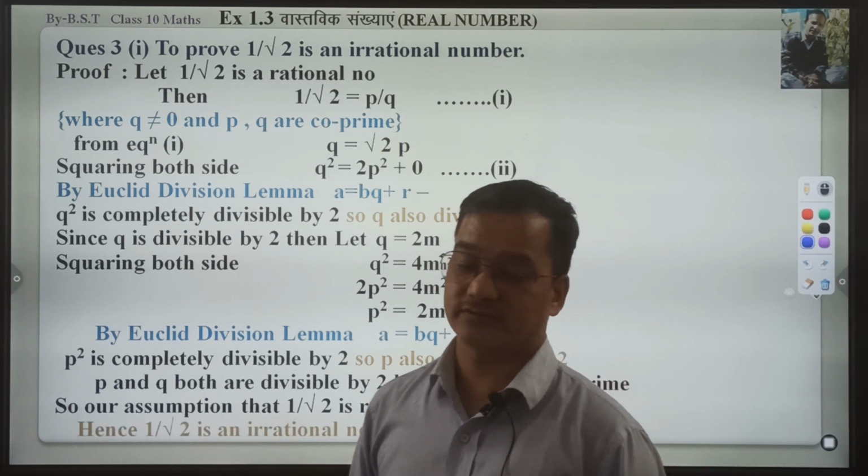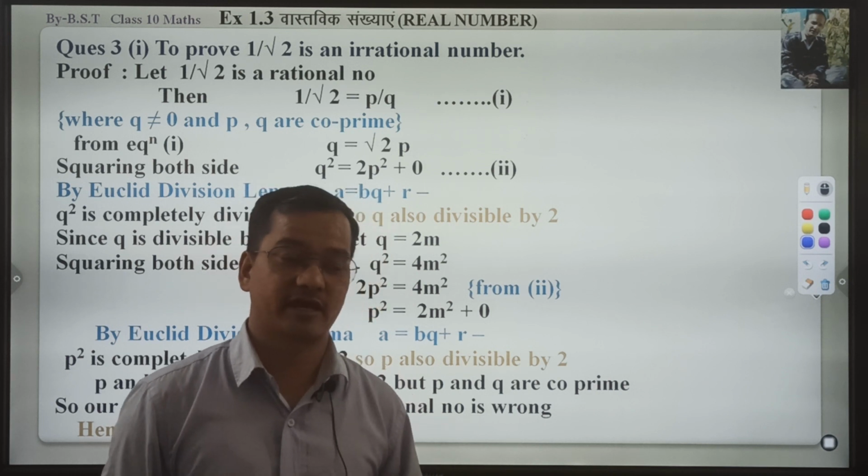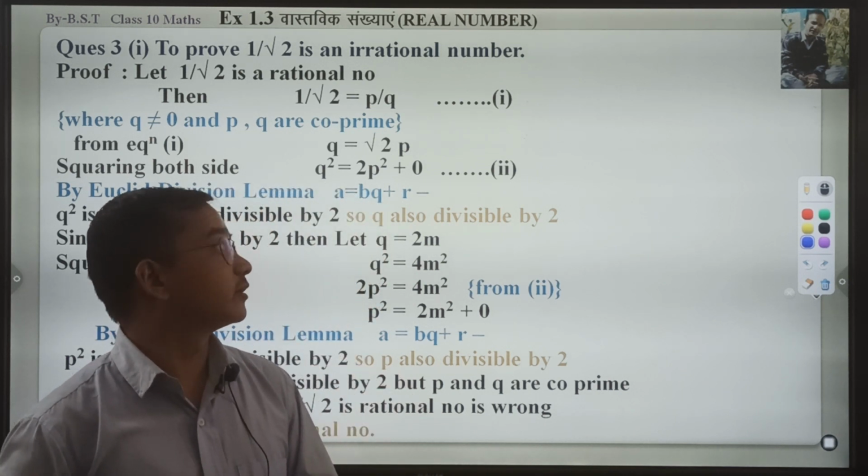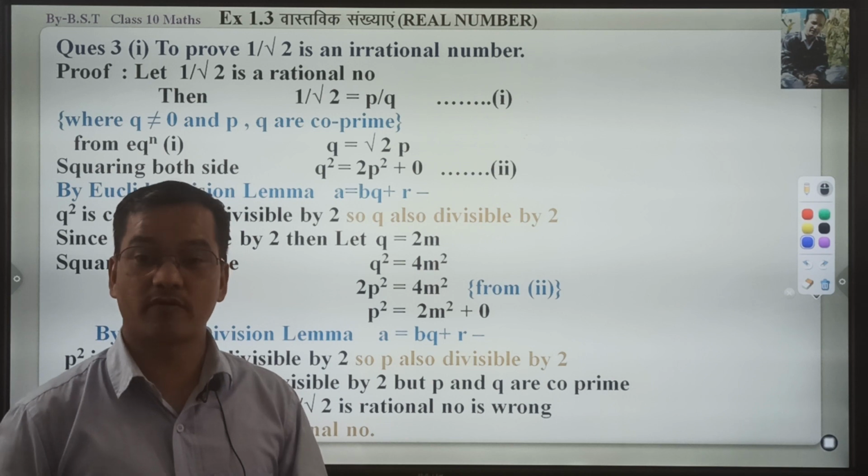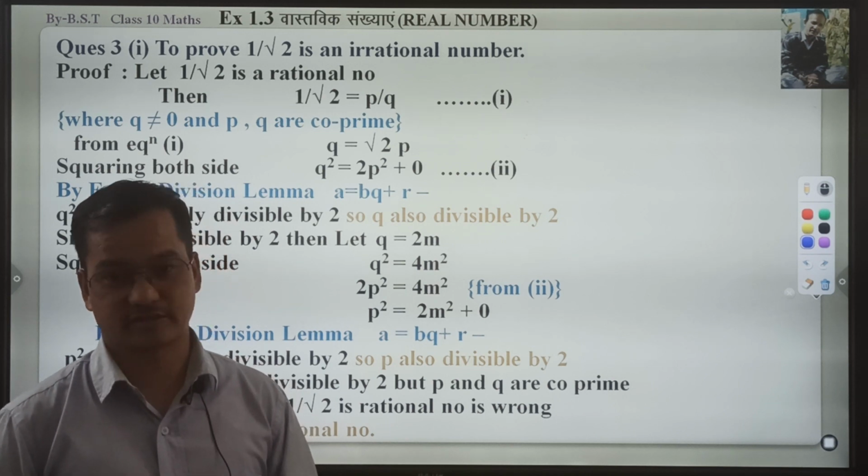So students, it's very easy. These are the same steps as we did yesterday to prove that root 5 is an irrational number. Okay.